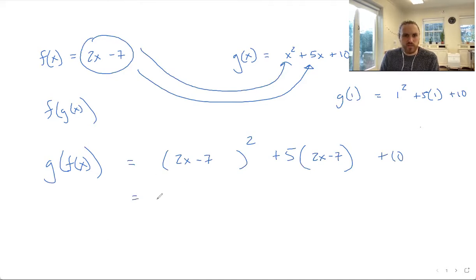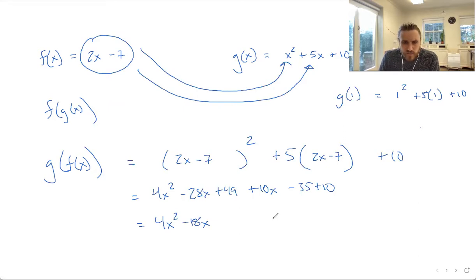Now, I don't really want to multiply this whole thing out, but I will anyways. I think that's going to be 4x squared minus 28x plus 49 plus 10x minus 35 plus 10. And I could simplify that down to 4x squared minus 18x. 49 minus 35 is 14, plus 10 is 24. Okay, so I think that's actually 24. So there is a simplified formula for g of f of x.